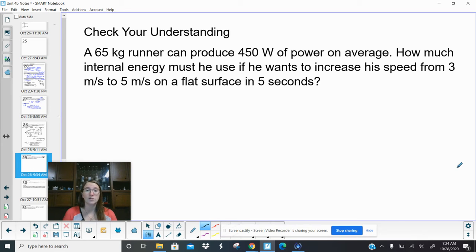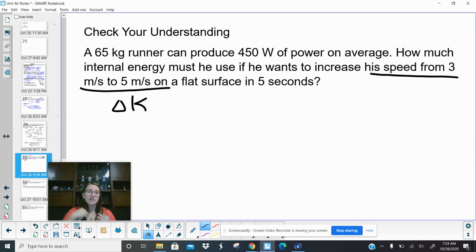So looking at this question, think for a second. What additional energy are we going to have to overcome? A change in kinetic or a change in potential? This is going to be a change in kinetic energy. We're trying to increase the speed.